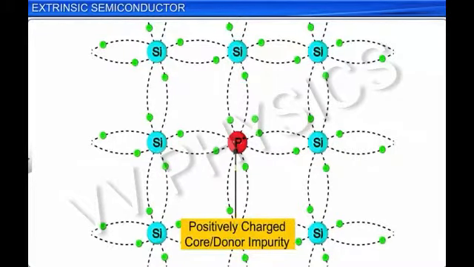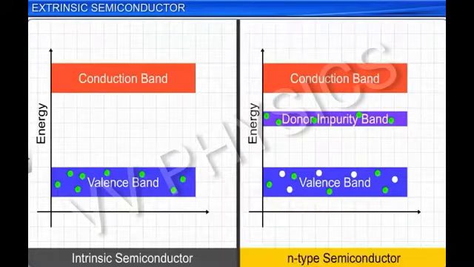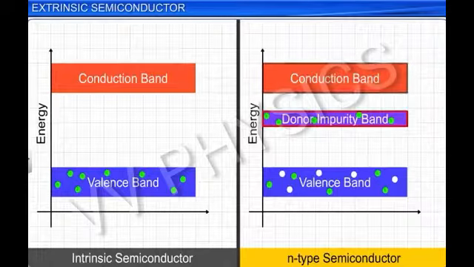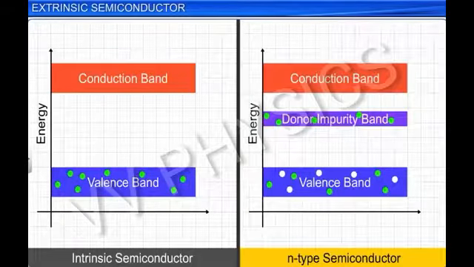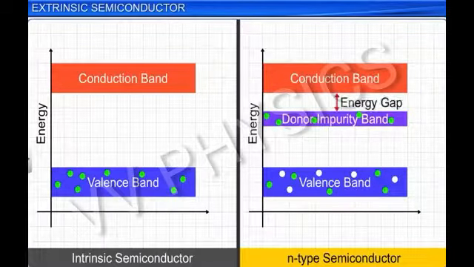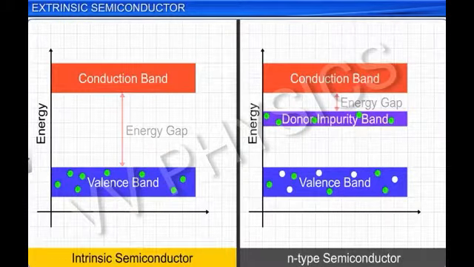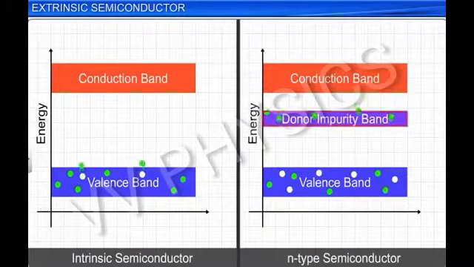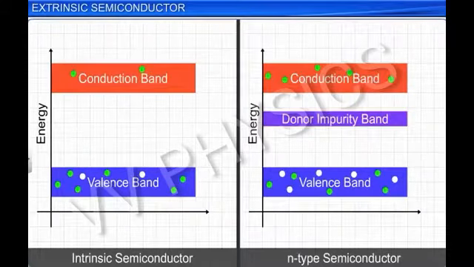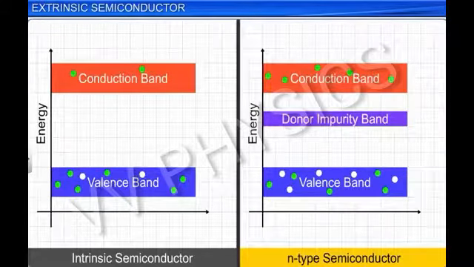An n-type semiconductor has a donor impurity energy band that lies just below the conduction band. Thus, electrons can jump to the conduction band by covering a smaller energy gap as compared to an intrinsic semiconductor. Free electrons released by donor impurity atoms in an n-type semiconductor can move from the donor impurity energy band to the conduction band even at room temperature.